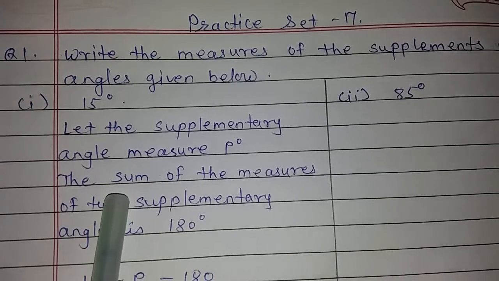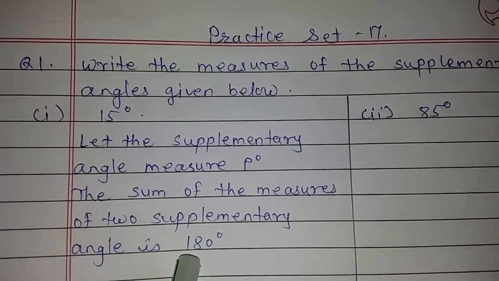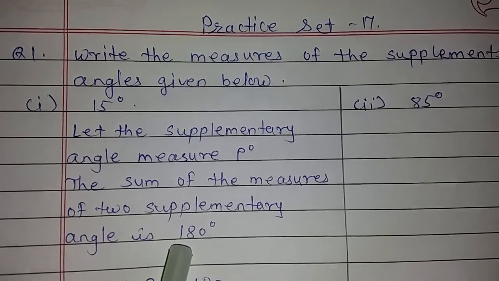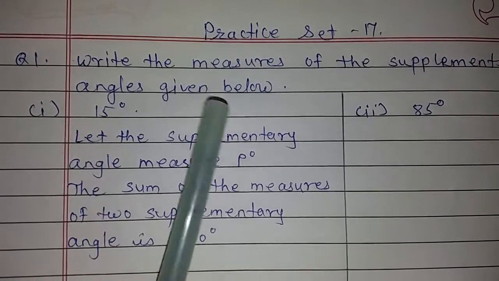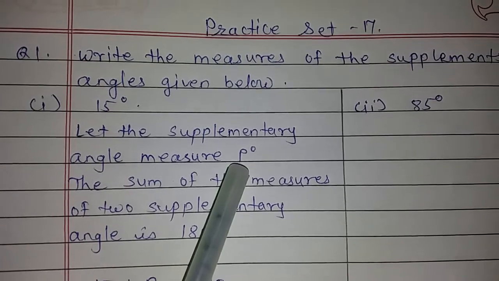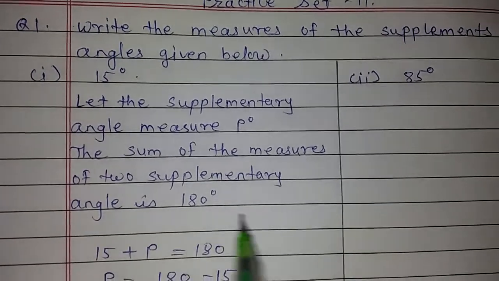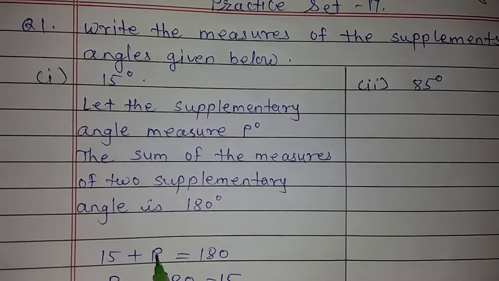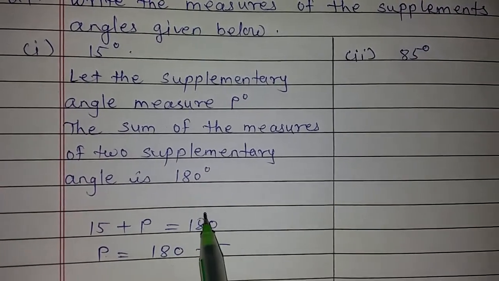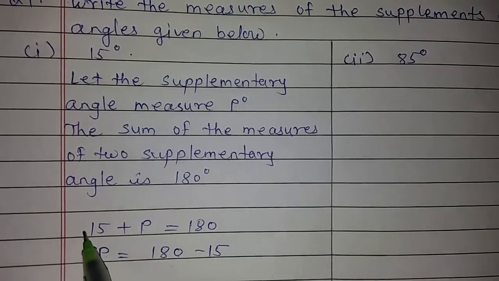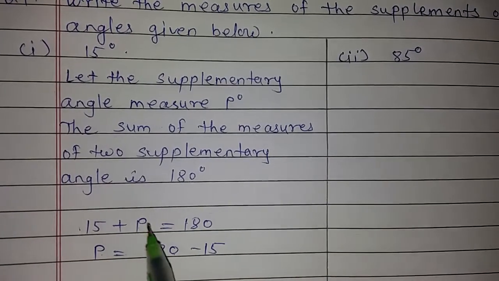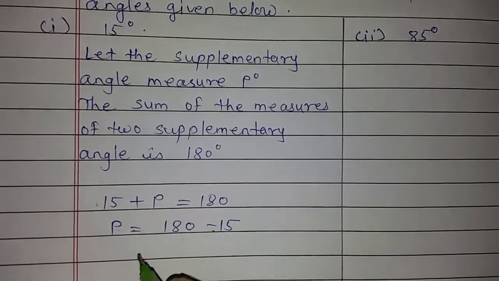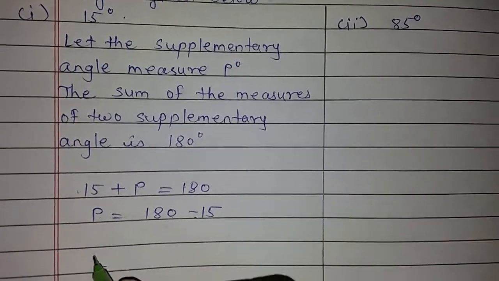You know the sum of the measures of two supplementary angles is 180. In that, one angle is given 15 degree and the second angle we consider as P. Means what is our equation? 15 plus P is equal to 180. Now P is equal to 180. Now here 15 is plus, opposite to the equal sign, that is minus. 180 minus 15 means how much?